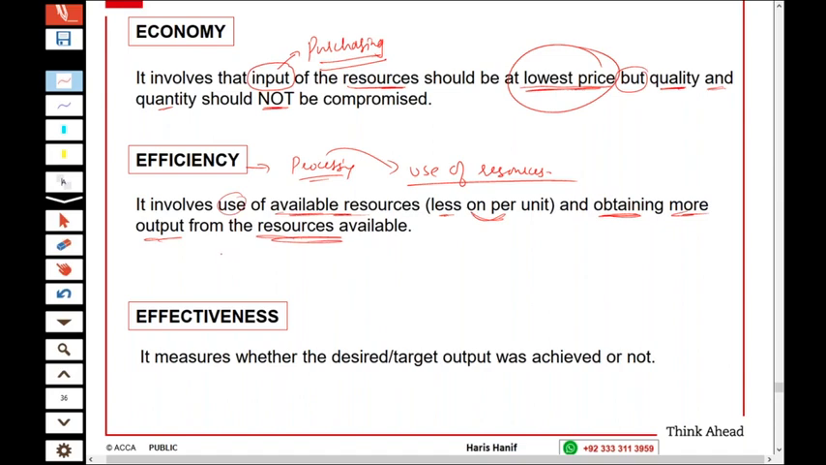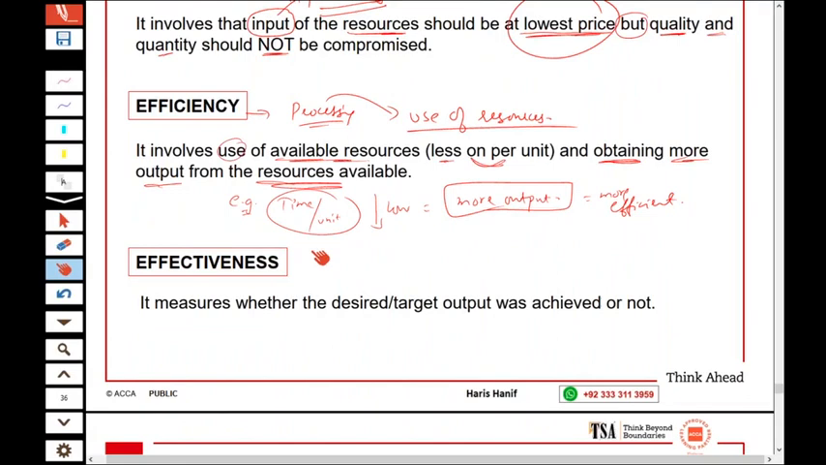So, for example, time per unit. If time per unit is low, that means more output, and that means you are more efficient. For example, I'm solving an assignment in 3 hours, and later on I'm solving the particular assignment in 2.5 hours. My efficiency would be increased. That is the efficiency. Number three is effectiveness.